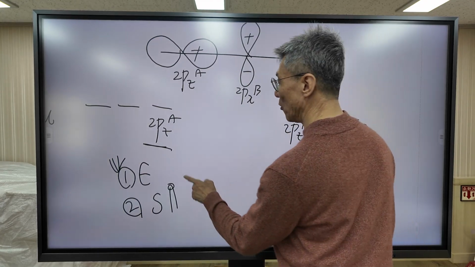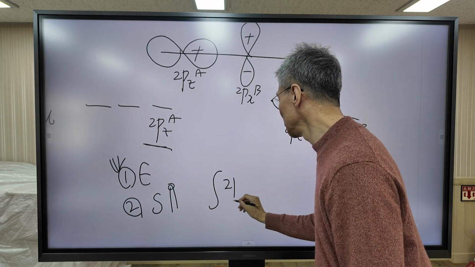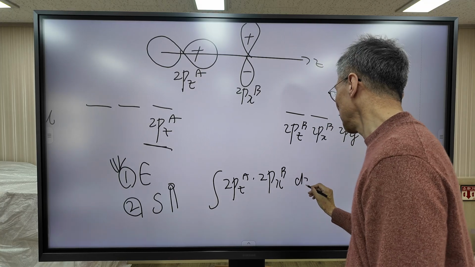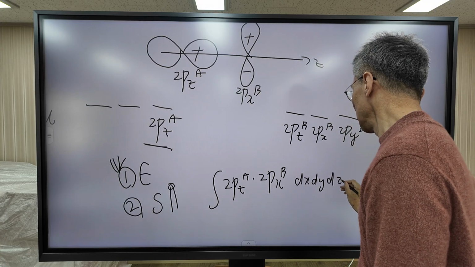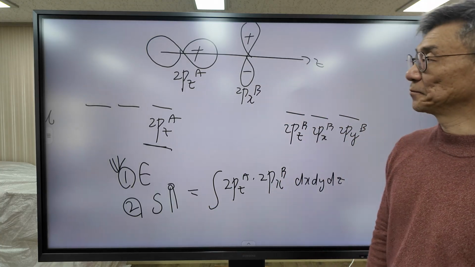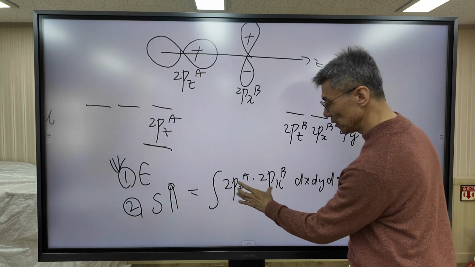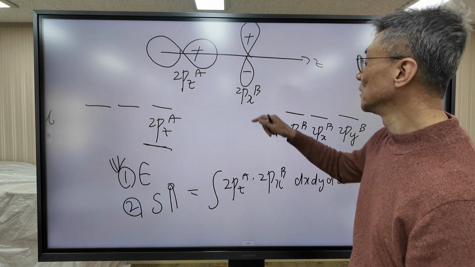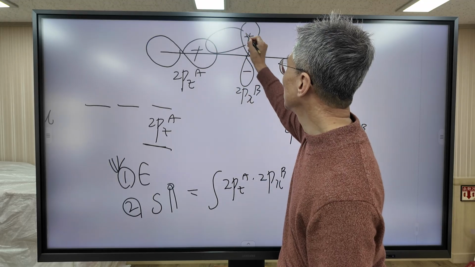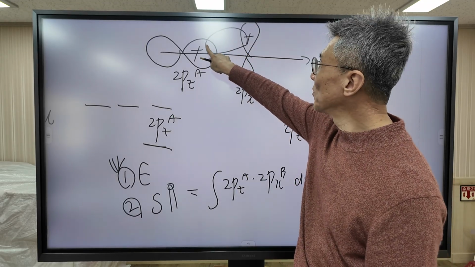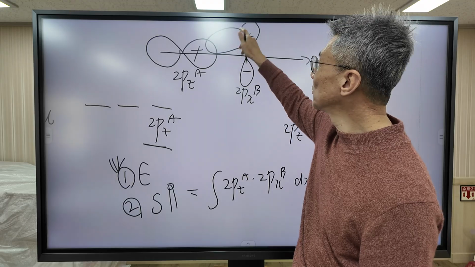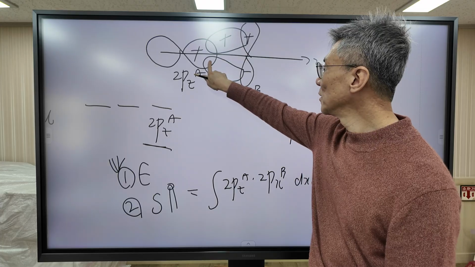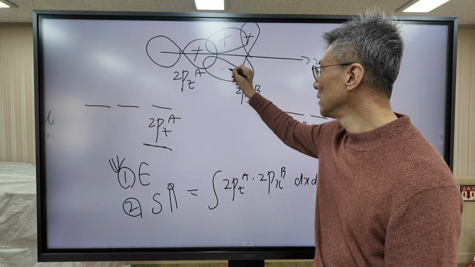The definition of overlap integral is the integral of 2pzA times 2pxB dx dy dz. This is the definition of overlap integral. Now, first you must multiply the two functions and then integrate over space. Then what is the sign of this region? The positive sign; when you multiply, the sign is positive. What's the sign of this region? Positive sign multiplied by negative sign is negative.